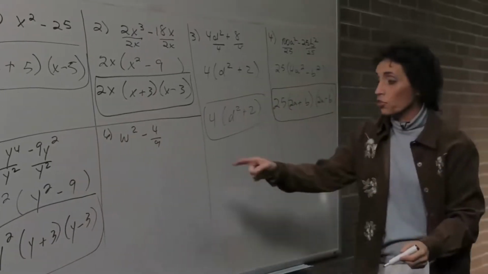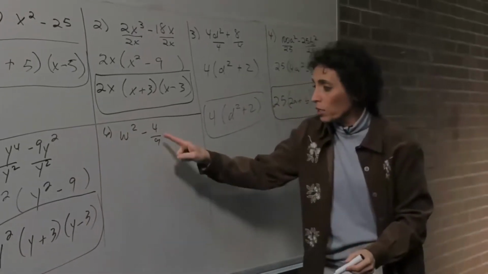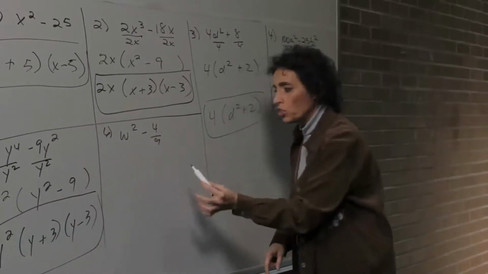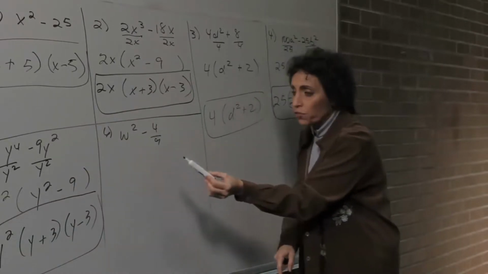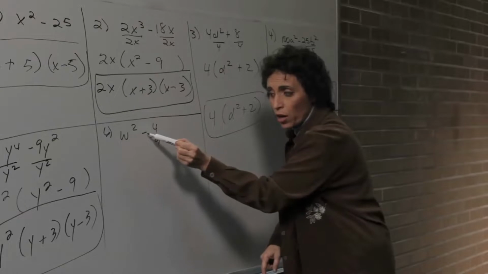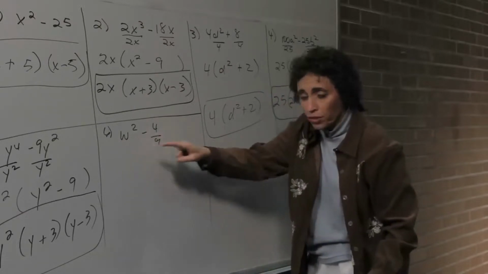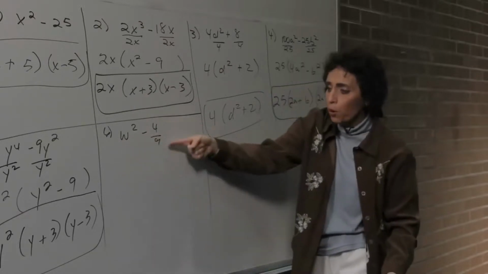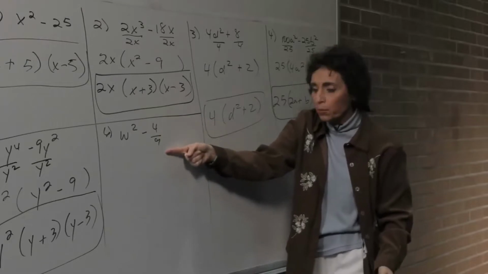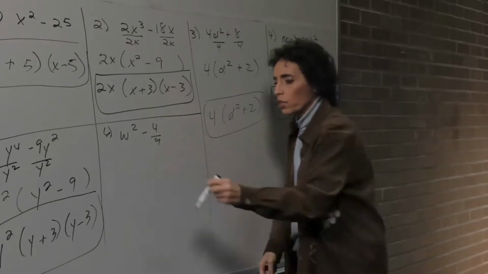All right. 6. Don't let this scare you. All right. 2 terms, no GCF. But checking for the difference of 2 squares. That's a perfect square. That's a perfect square. The fraction is a perfect square. Easiest way to tell, look at the numerator. They both, numerator and denominator, both have to be a perfect square, and they are. So here we go.